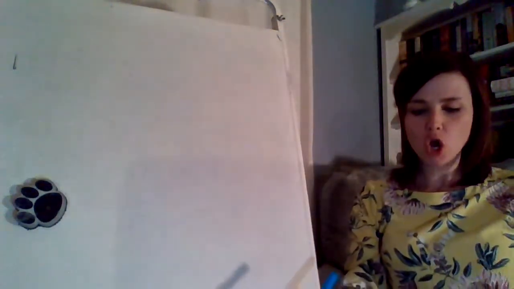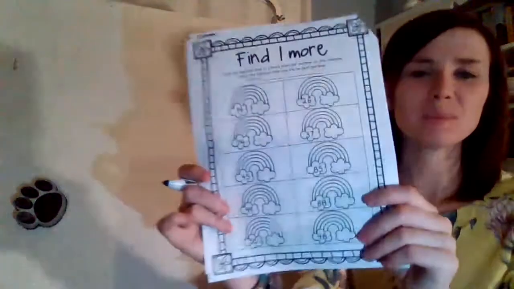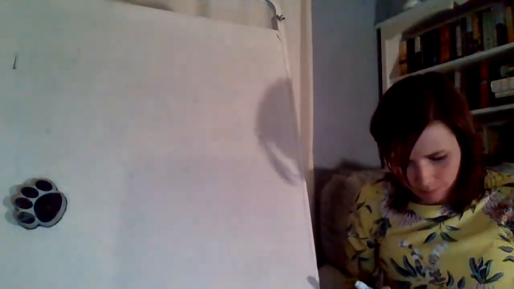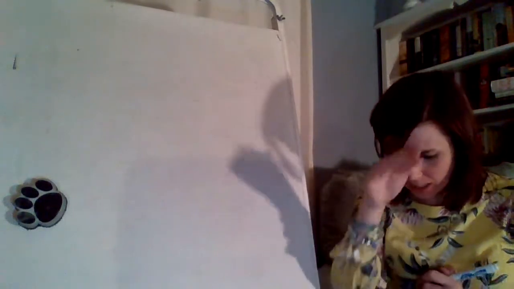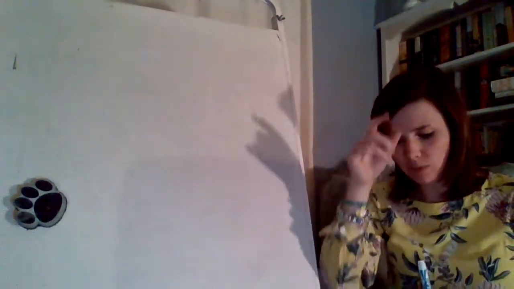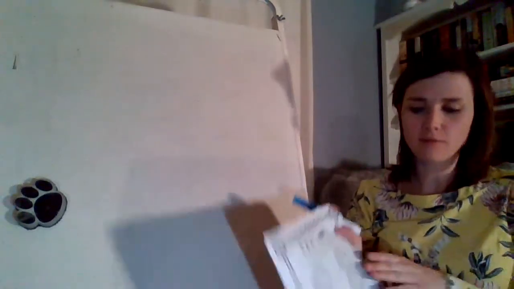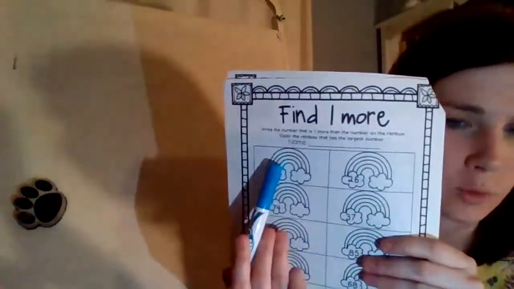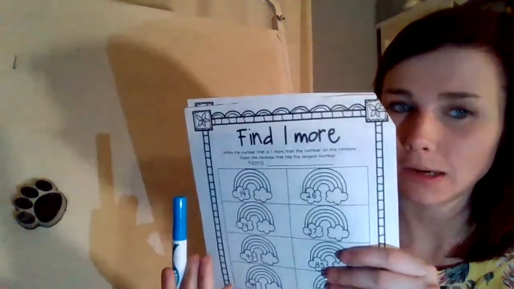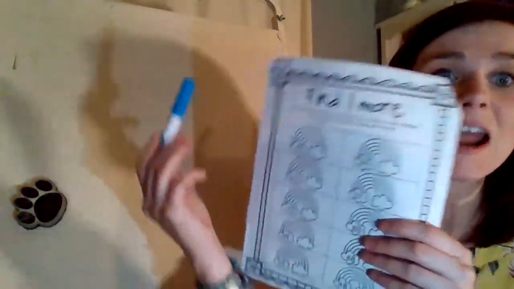And you have your rainbows. We'll do a few of these together as well. All right, it says, write the number that is 1 more than the number on the rainbow. Color the rainbow that has the largest number. All right, so we have 14. What is 1 more than 14? So if you're counting, what comes after 14? 14, 15. Nice job.